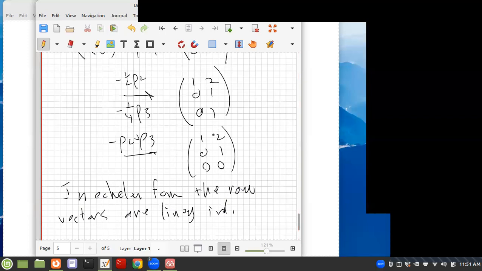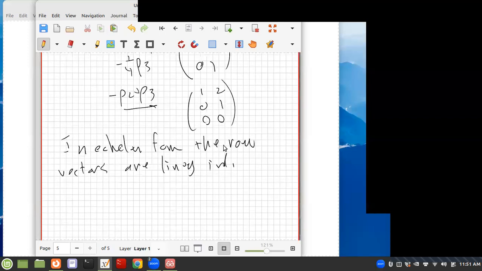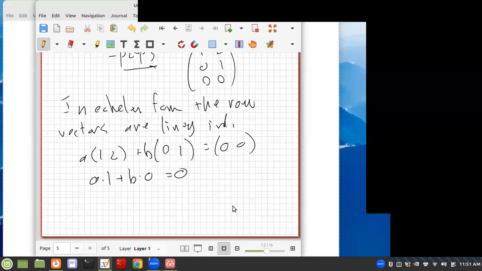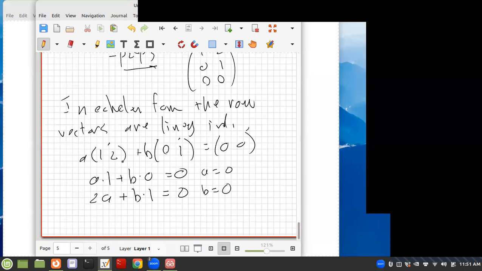You can sort of see that, because if I looked at these vectors here, I'd have A times 1, 2 plus B times 0, 1 equals 0, 0. Well, the first equation is A times 1 plus B times 0 equals 0, and the second equation would be 2A plus B times 1 equals 0. The first equation is going to give you A equals 0, and the second one is going to give you B equals 0. So that means these are linearly independent.